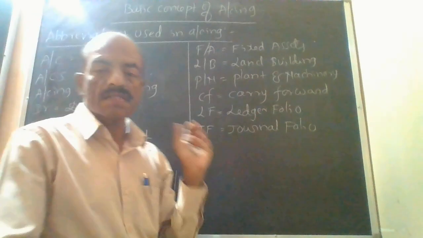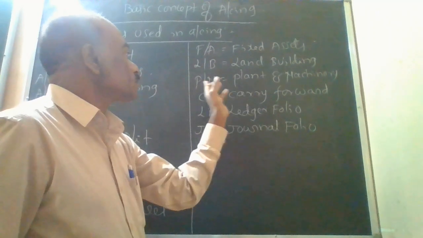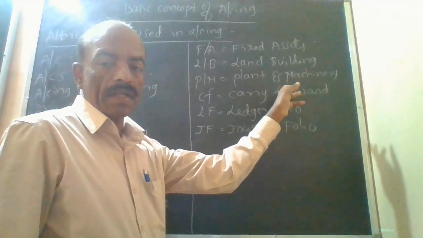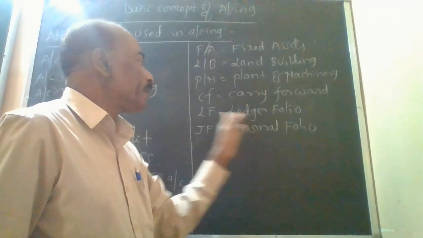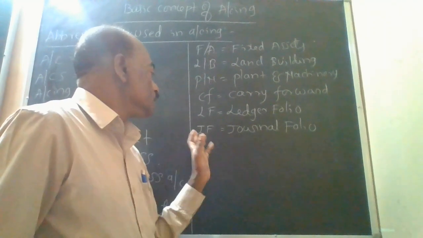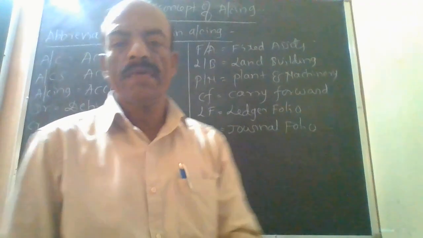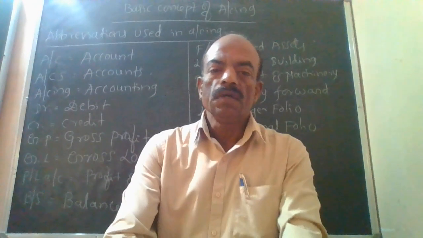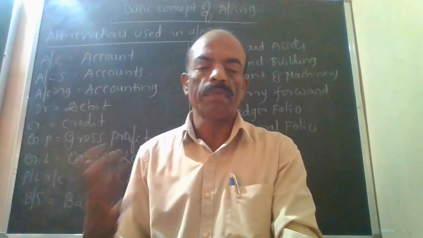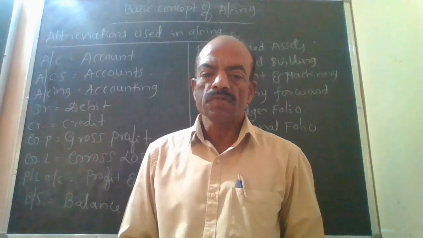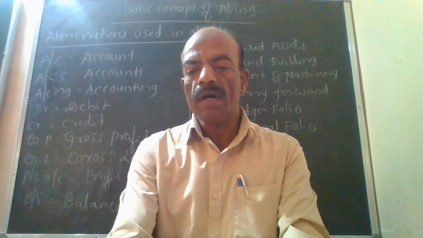FA means fixed assets. LB means land and building. P/M means plant and machinery. CF means carry forward. LF means ledger folio. JF means journal folio. All these are the basic abbreviations we are going to use while passing the journal entry, posting to ledger account, or preparing the trial balance. In all cases we are going to use these different abbreviations.